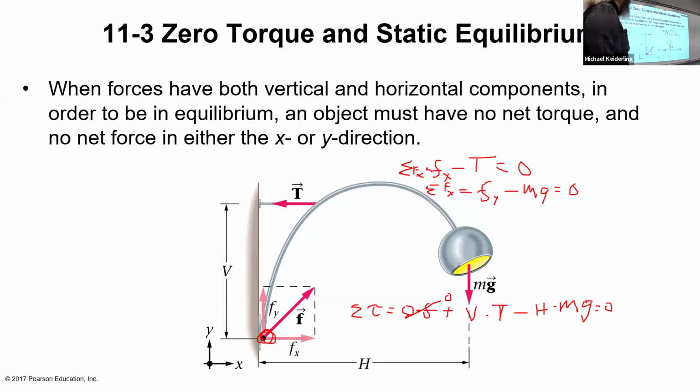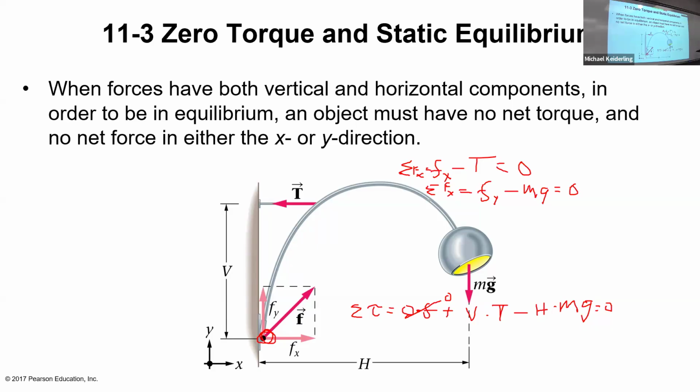So here is an example of zero torque with forces of both vertical and horizontal components. To be in equilibrium, an object has to have no net torque and no net force in either the X or Y direction. So here, if I was trying to figure out what this tension is and what the forces here are, I would set this as my axis.